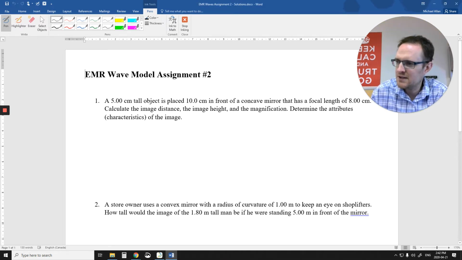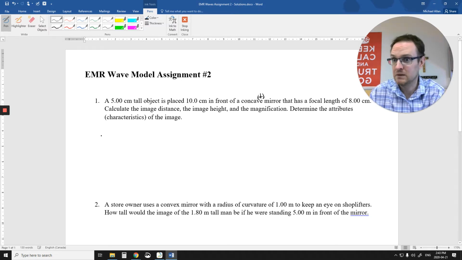So we have a 5 centimeter tall object that is placed 10 centimeters in front of a concave mirror that has a focal length of 8 centimeters. Okay, this sounds familiar. It sounds like we've done this question already, but maybe. They all seem to repeat after a while, but if they haven't, that's fine. Let's just go over this one.